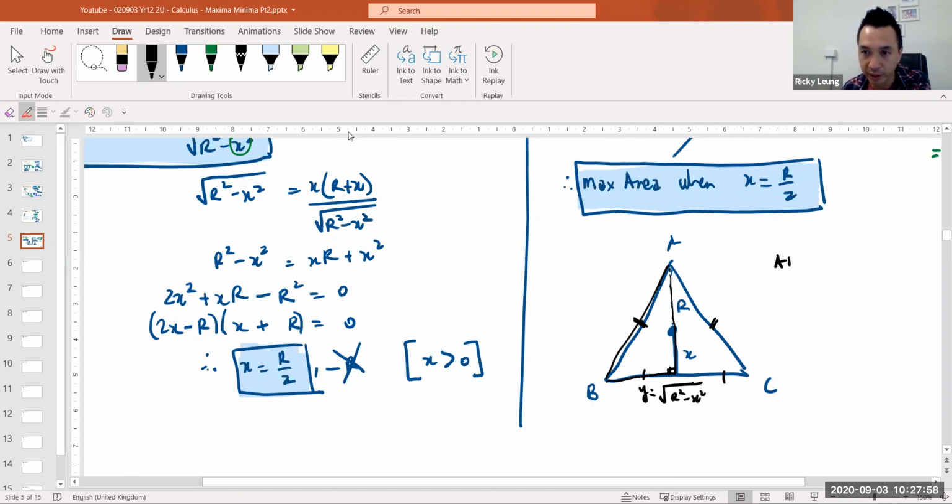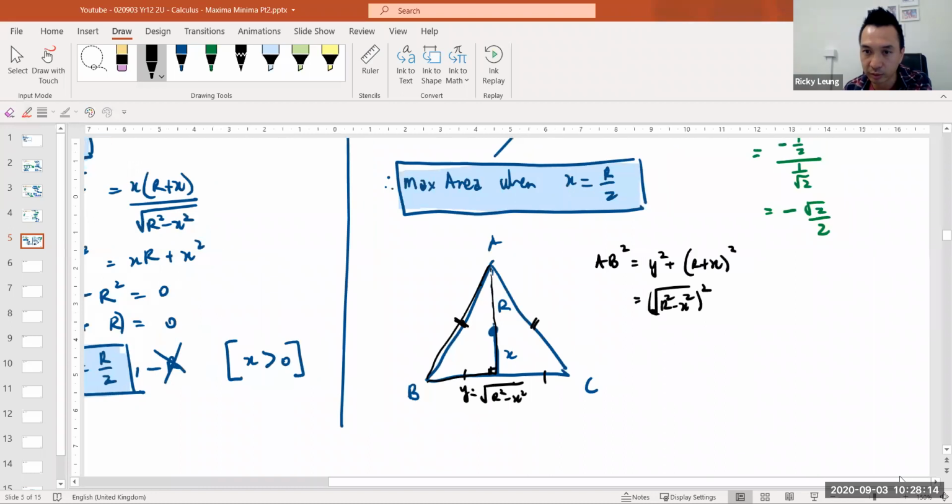So I know that, let's call it AB. So AB squared equals y squared plus r plus x squared. So y squared would be the square root of r squared minus x squared, squared, plus r plus x all squared. Let's expand everything, please. r squared minus x squared, plus r squared plus 2rx plus x squared. Beautiful. x squared goes away. You got, is that what I want to see?